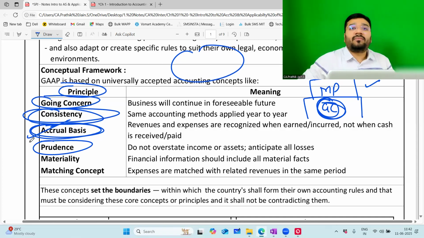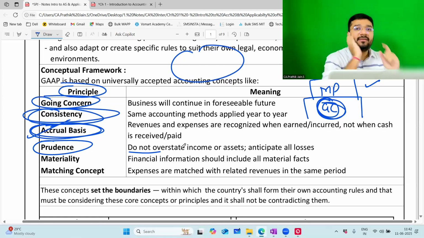Prudence concept says what? Do not anticipate income, but anticipate your expenses. Sorry, anticipate your expenses and losses. Imagine a scenario where there's a company that is into constant loss. Operationally, they're in constant loss. Now, when a balance sheet is constantly showing an accumulated loss, where a P&L has constant loss for a straight 4 years, will any banker, financial institution, or investor have any interest in investing in that company? No. Nobody will have the interest.